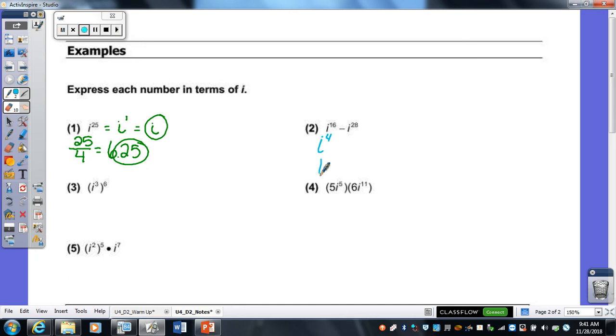And then let's do the same thing for 28. 28 divided by 4. 7. We get another whole number. So that means that's the same as i to the fourth, which would be another 1. So we got 1 minus 1 there. So our answer would be 0.